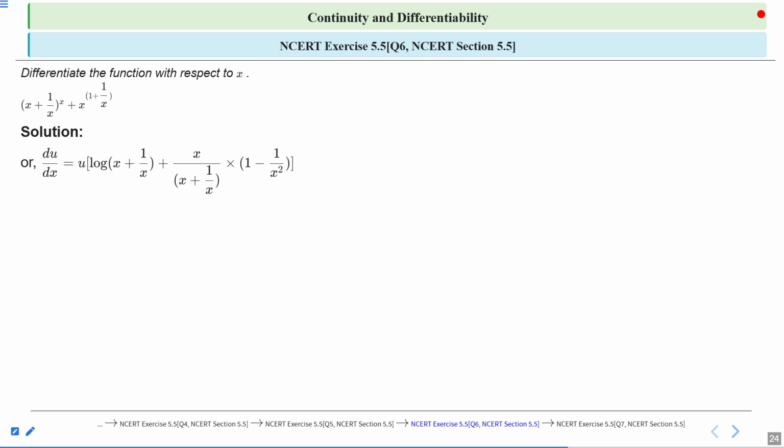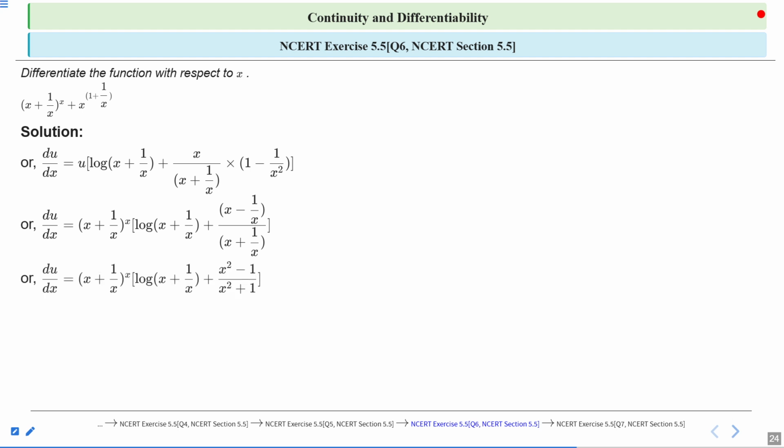Or we can write it as du/dx is equal to u times [log(x + 1/x) plus x/(x + 1/x) into (1 - 1/x^2)], right? And we can write it as du/dx will be equal to (x + 1/x)^x into [log(x + 1/x) plus (x - 1/x)/(x + 1/x)]. So it will be equal to du/dx equal to (x + 1/x)^x into [log(x + 1/x) plus (x^2 - 1)/(x^2 + 1)]. Or we can write it as du/dx equal to (x + 1/x)^x into [(x^2 - 1)/(x^2 + 1) plus log(x + 1/x)], right? Let us assume this as equation 2.